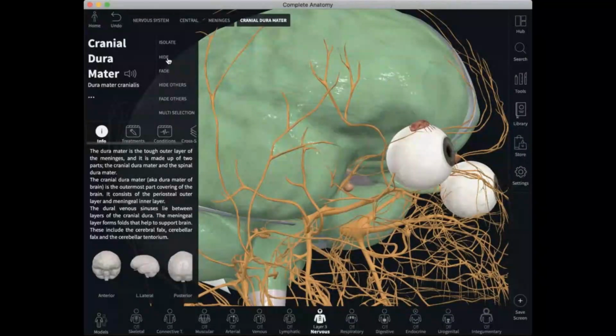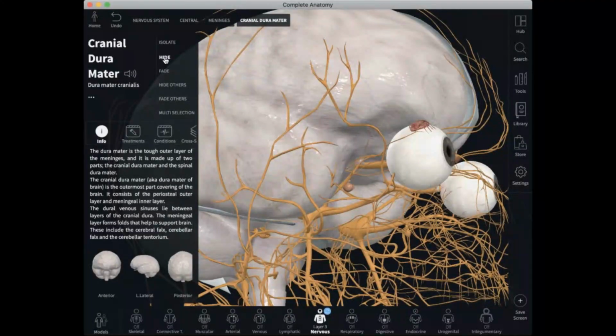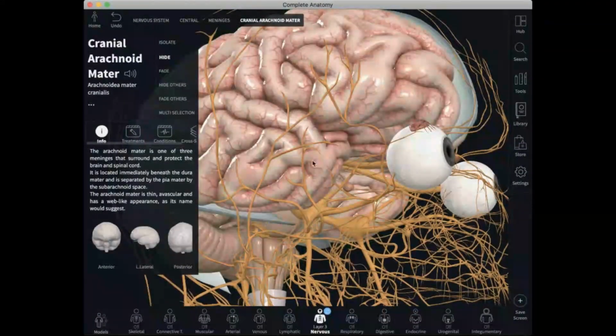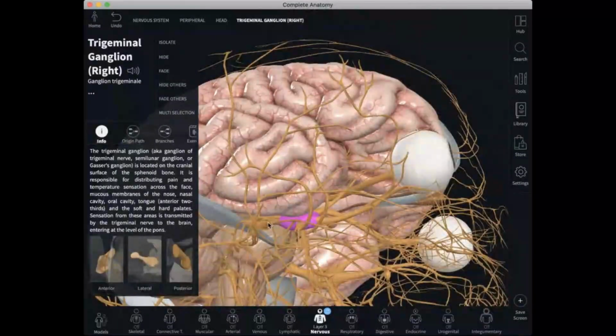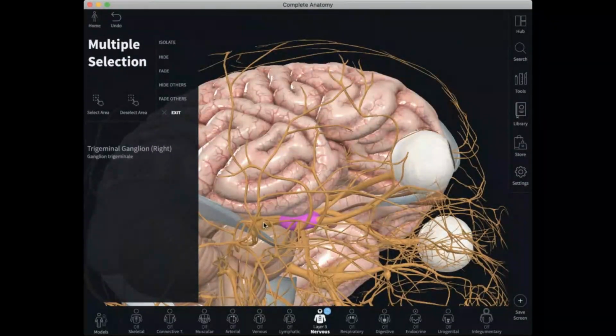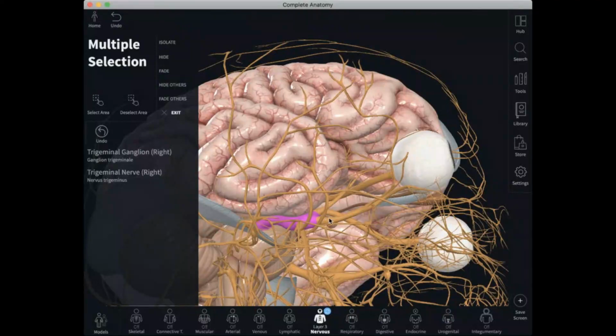For that, I will remove this dura mater. The trigeminal nerve starts from the pons. Most of the nerve starts from the pons area. You can see this is the trigeminal nerve, and you can see how thick it is.